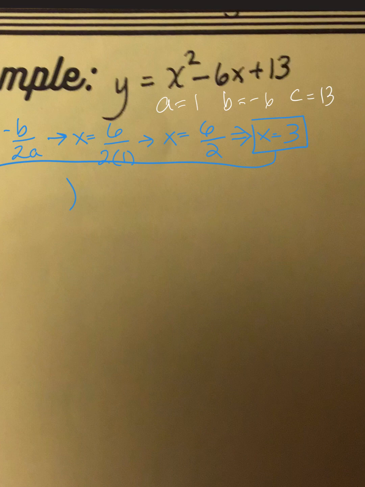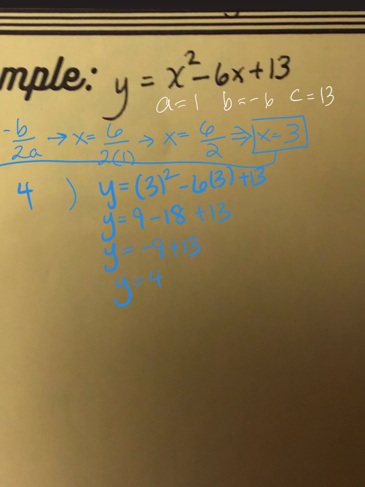And now I'm going to find the y-coordinate of my vertex, and it says to find the y-coordinate of your vertex, you substitute 3, or the x-coordinate, into the original equation to find that y-coordinate. So I'm going to substitute y equals 9 minus 18 plus 13. So y equals negative 9 plus 13. Y is 4. So that's my vertex.